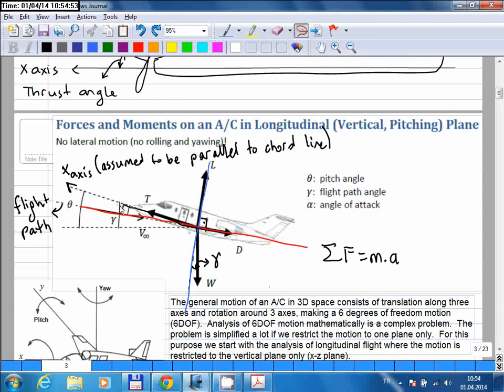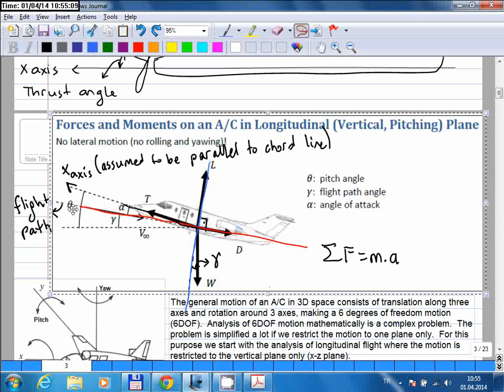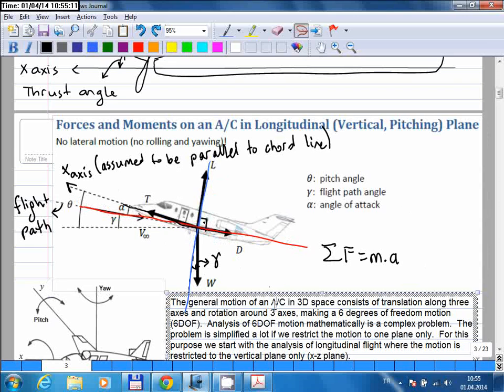Okay? And since the flight path is this red one, the aerodynamic force component along that direction is our drag force, right? So the drag force is shown here, and it is parallel to the flight path. And the lift force is, again, by definition, perpendicular to that. So this is our lift force here. And the weight of the aircraft is pointing towards the center of the Earth. So this is always perpendicular to the ground.